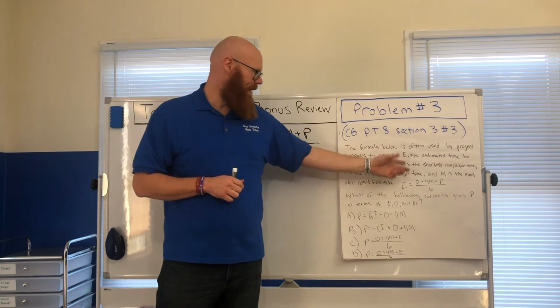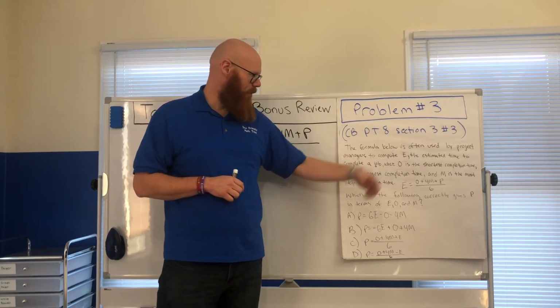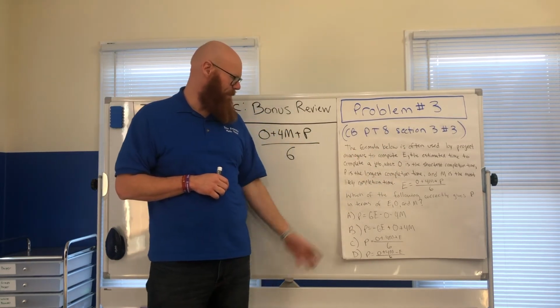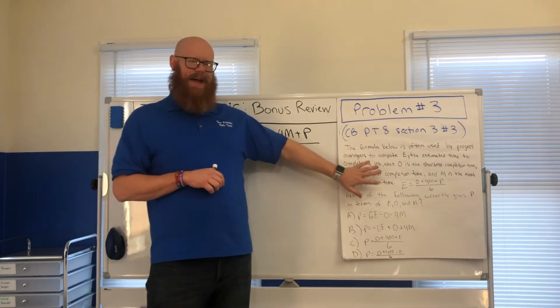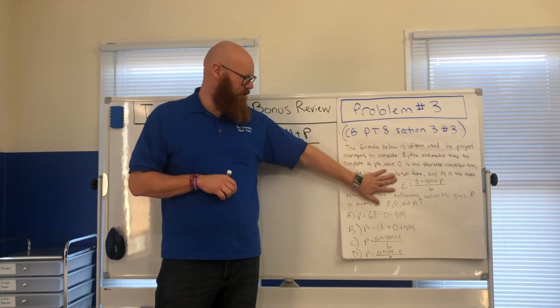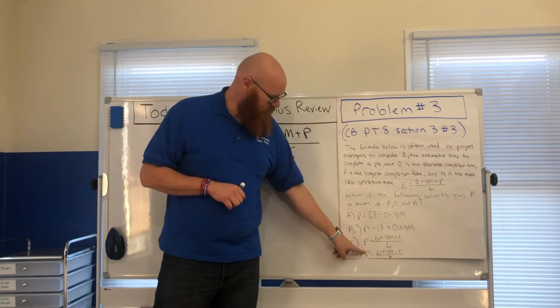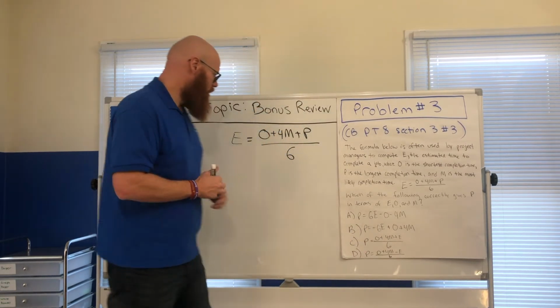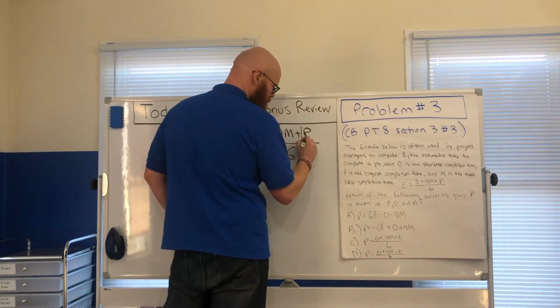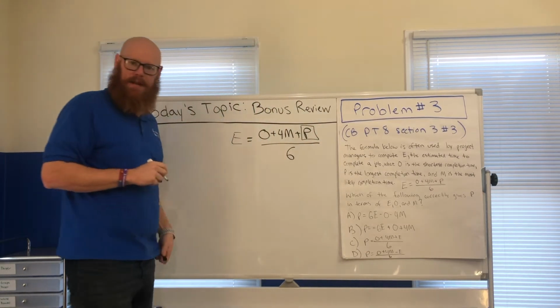They're talking about what E is, the estimated time of the job, and O is the shortest, and N is the most likely. I mean, we don't have to have any understanding of that, so don't waste your time with that. Go right to this. Look at your answer choices. They're all solved for P, so let's just solve this equation and get P by itself.